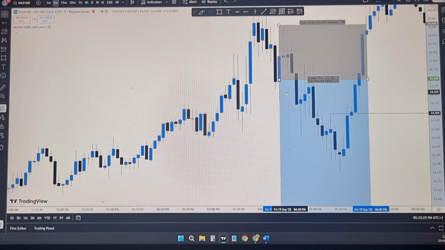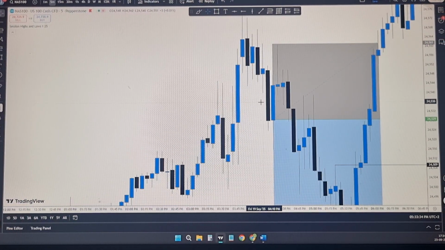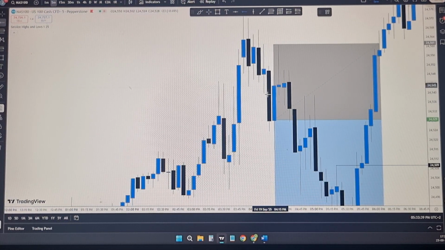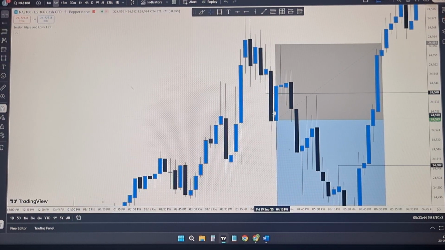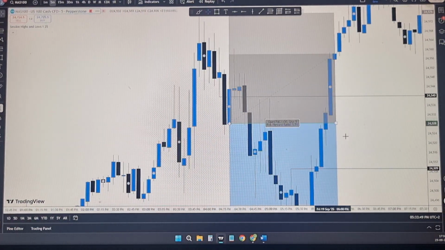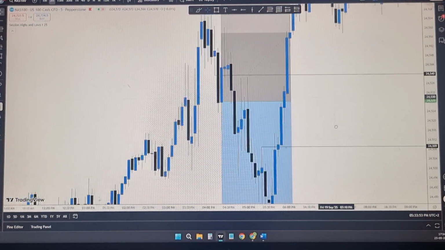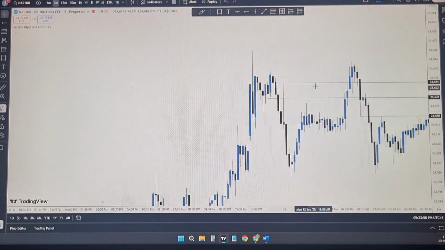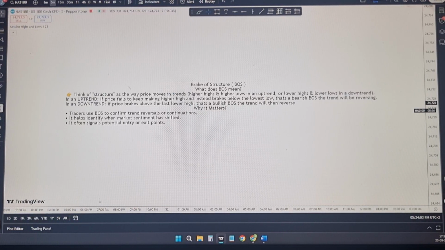Also here, this was one of my entries I took on Friday last week because we had a 5-minute break of structure below this low, so a candle closure below this low. Boom, coming retrace, we just put our stops above here. TP 1, 2 and 3 was hit. That was Friday's trade. So that's why it matters.